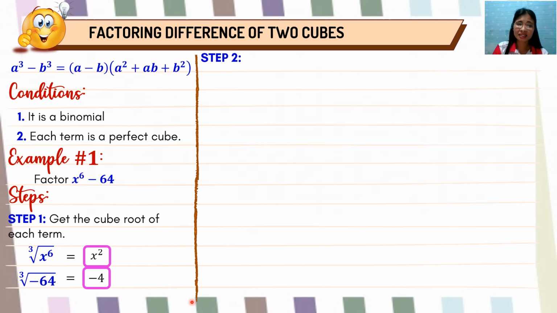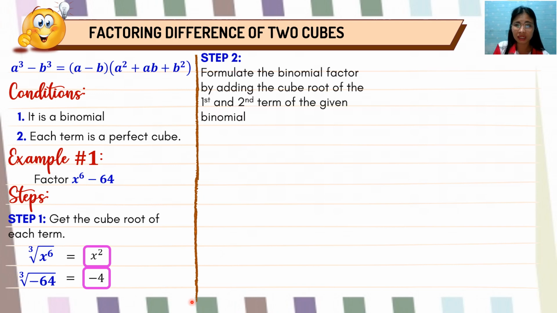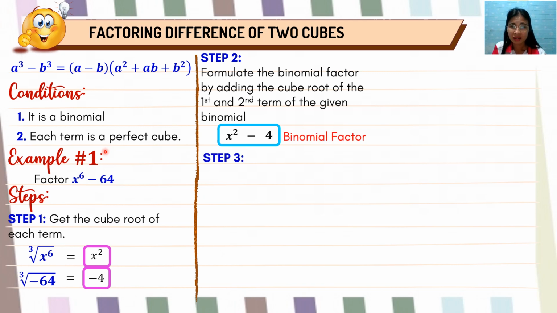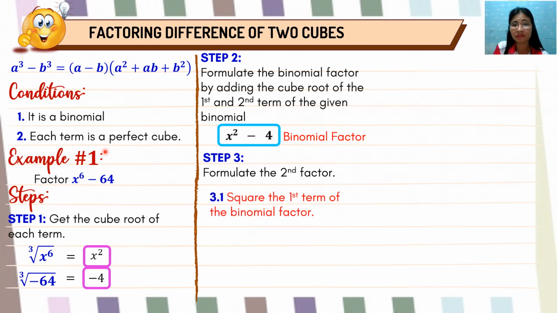Next, after getting the cube root of each term, we can proceed to the formulation of the binomial factor by combining the two cube roots. So the first is x squared, then negative 4. So that is our binomial factor. From the binomial factor, we can formulate the second factor or the trinomial factor. Starting with square the first term of the binomial factor. The first term is x squared. And squaring x squared is equal to x to the fourth.